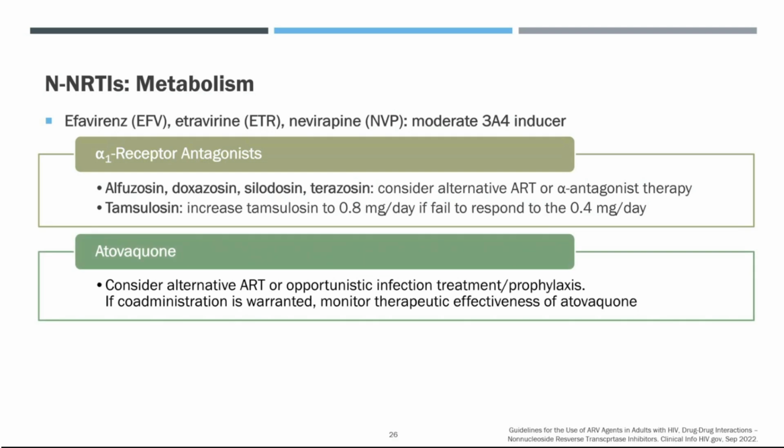We also see patients on atovaquone, especially HIV patients, for opportunistic infection prophylaxis or treatment. But these NNRTIs can reduce atovaquone efficacy. So try to use a different opportunistic infection regimen or a different ART if possible. But if atovaquone is the only option available for the patient due to G6PD deficiency status or previous allergies, then make sure to closely monitor the therapeutic effectiveness of the atovaquone while the co-administration continues.